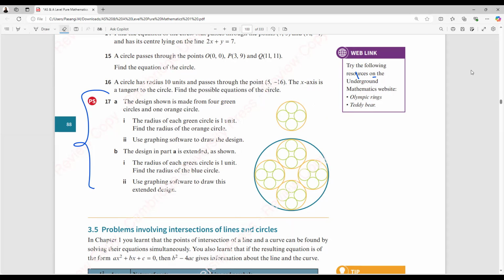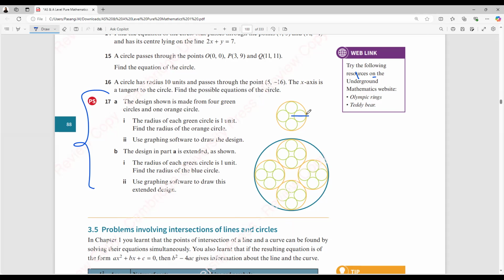Find the radius of the orange circle. The radius means, if we consider the radius of the orange circle, from here to here. Anyway, we got 2 plus something. How are we going to find out that something? Why divide this into two? In the previous question, the circle has radius 10. If we find the points, how are we going to say?